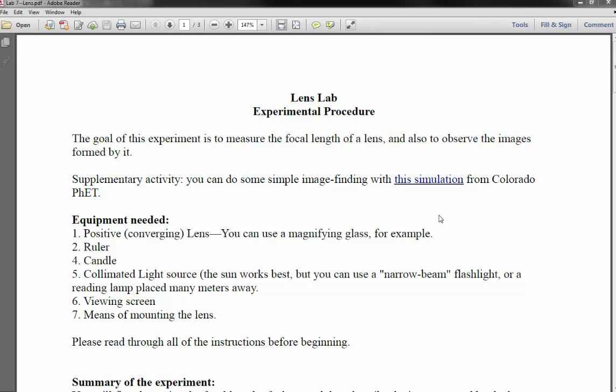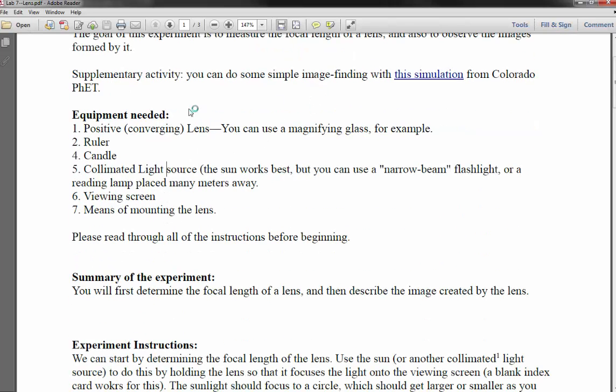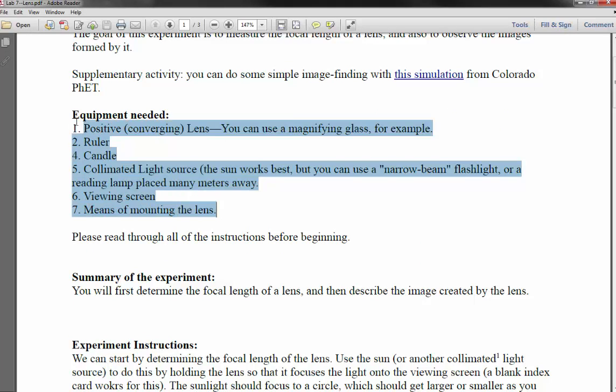So here is the first part of the lab instructions, and you can see that there's a link here to a simulation from the Colorado Physics Education team. We're going to use that in just a minute to help us with this lab. Before we get to that, we have our equipment list. So you're going to want all this stuff if you're going to do this lab.